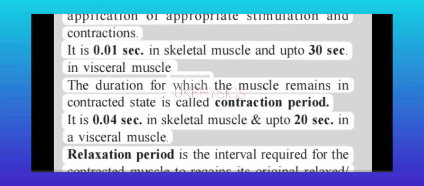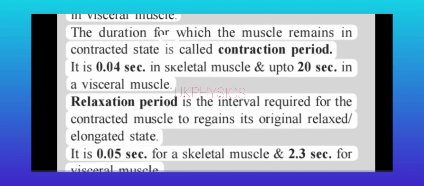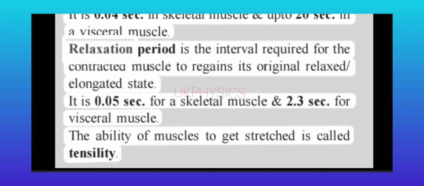The duration for which the muscle remains in contracted state is called contraction period. It is 0.04 seconds in skeletal muscle and up to 20 seconds in visceral muscle. Relaxation period is the interval required for the contracted muscle to regain its original relaxed, elongated state. It is 0.05 seconds for a skeletal muscle and 2.3 seconds for visceral muscle. The ability of muscles to get stretched is called extensibility.